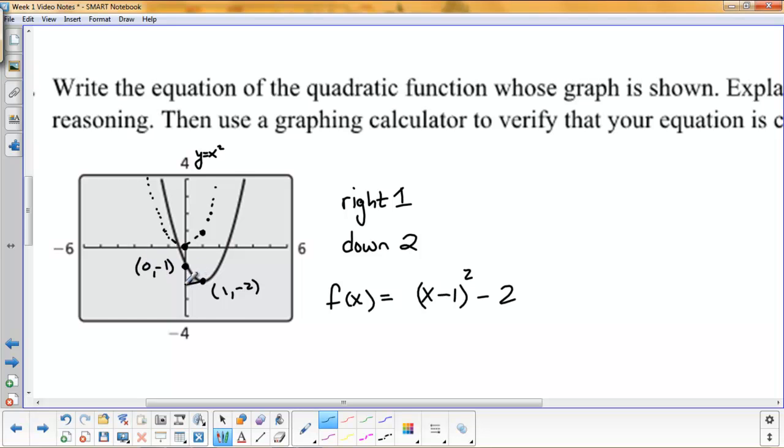That means that if I go over 1 and up 1, I'm back on the parabola again, and that's how I know that the vertical stretch for this is still 1. There is no stretch or compression for this particular problem.